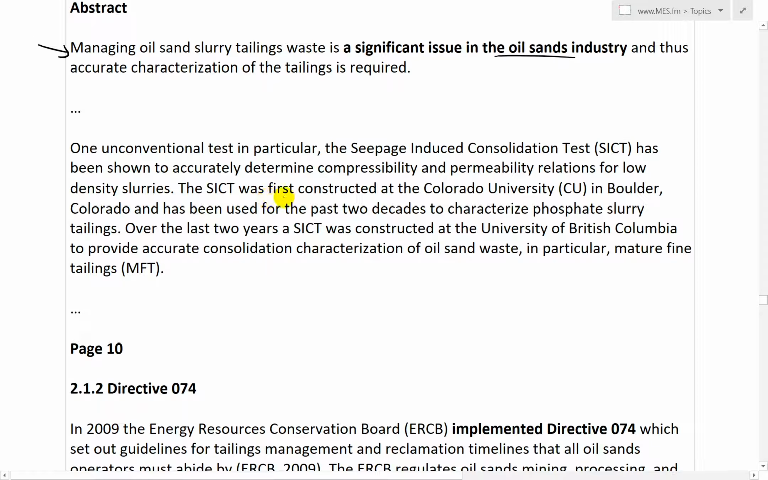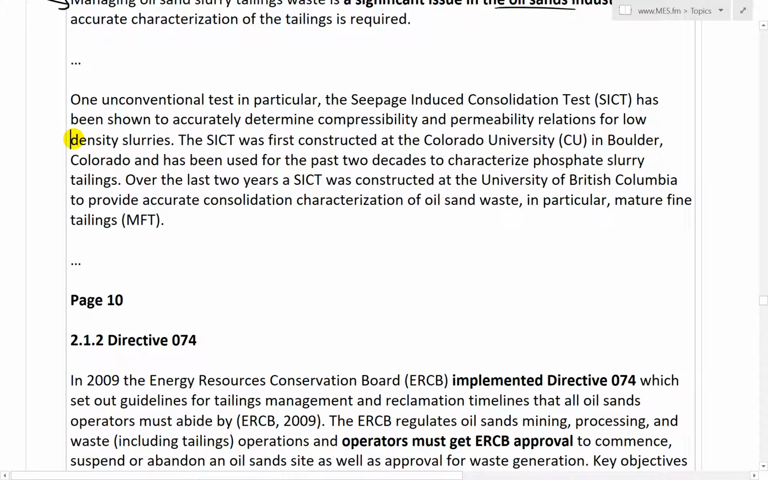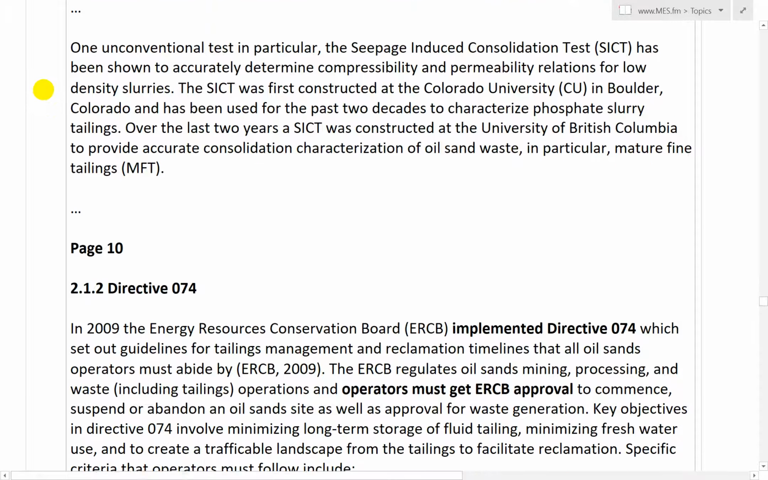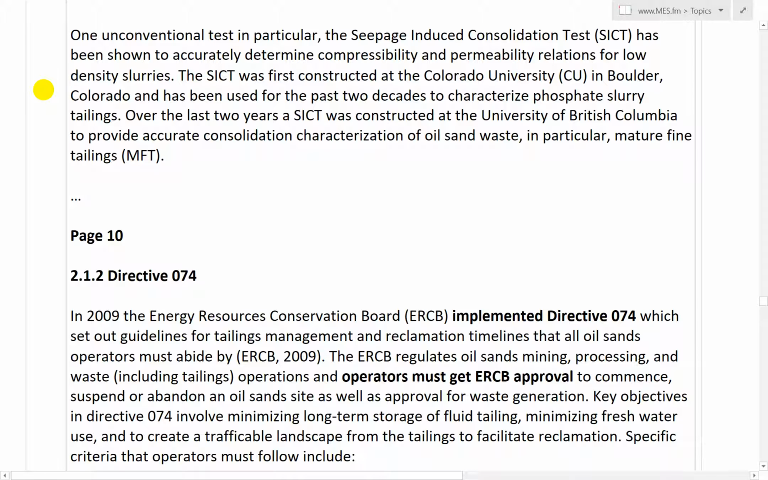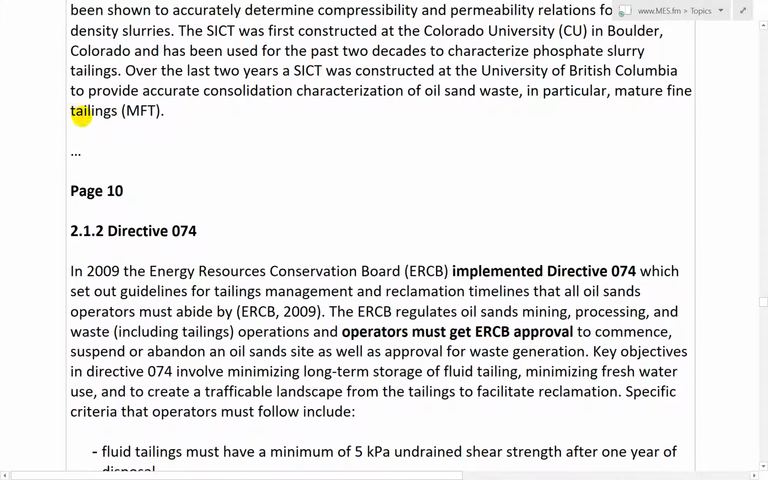slurries. The SICT was first constructed at the University of Colorado, CU, in Boulder, Colorado, and has been used for the past 2 decades to characterize phosphate slurry tailings. Over the last 2 years, a SICT was constructed at the University of British Columbia to provide accurate consolidation and characterization of oil sand waste, in particular mature fine tailings, which is again just oil sand superfine waste.